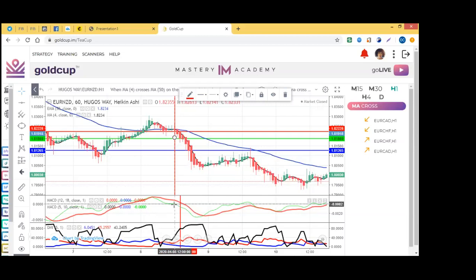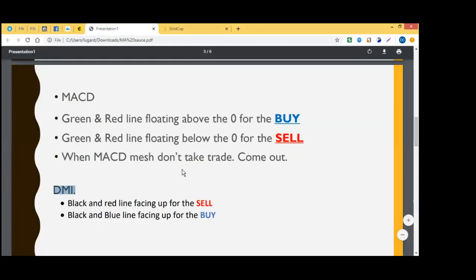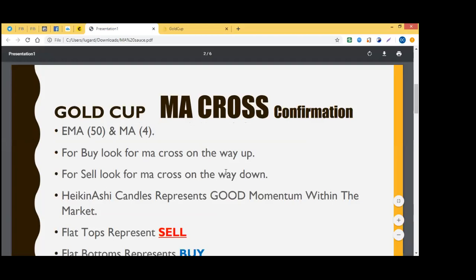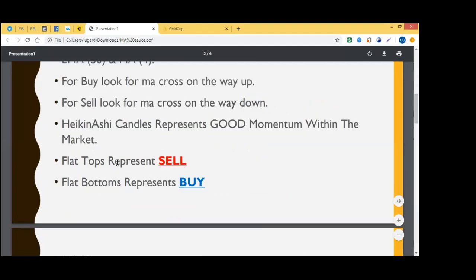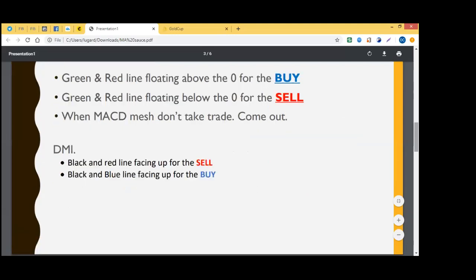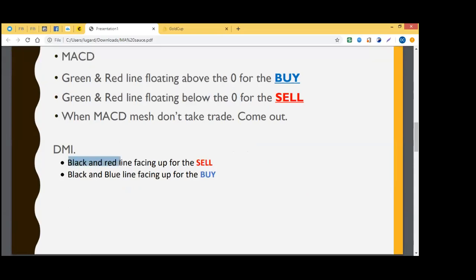Your number one confirmation, guys, let me go back to the slide. Your number one confirmation is that you want the MA to be crossing down, right here for the sell. Number two confirmation is you want to see a flat top for the sell. Number three confirmation is you want to see the green line and the red line floating below the zero for a sell. And then your final confirmation, guys, you want to see the black and the red line in your DMI facing above, all right? These confirmations are very, very simple, guys.